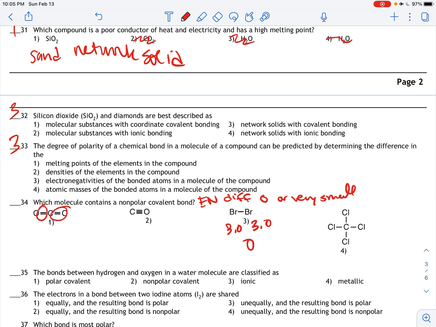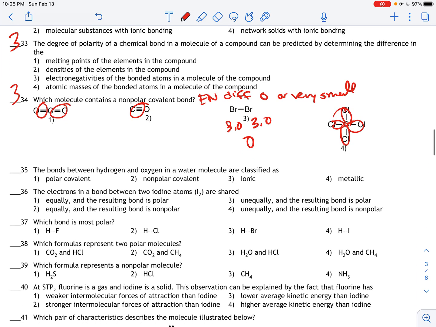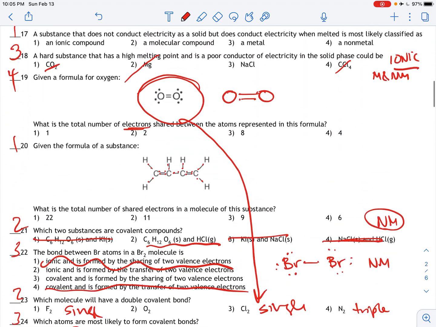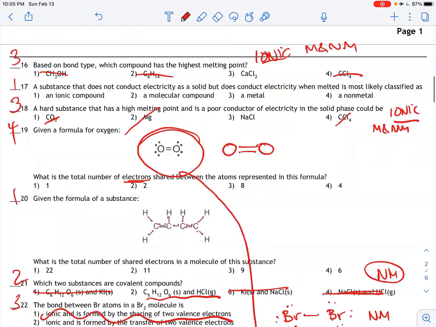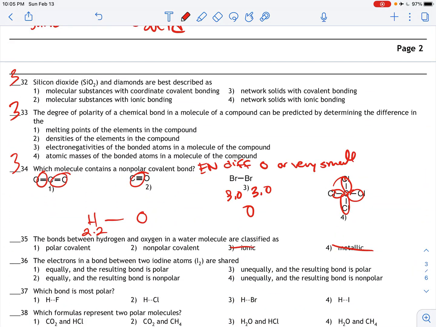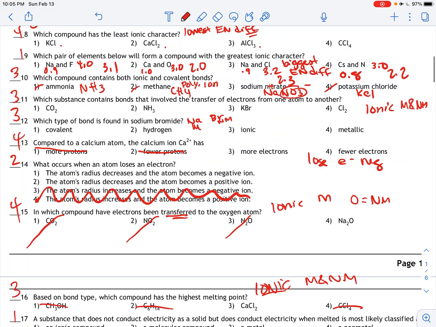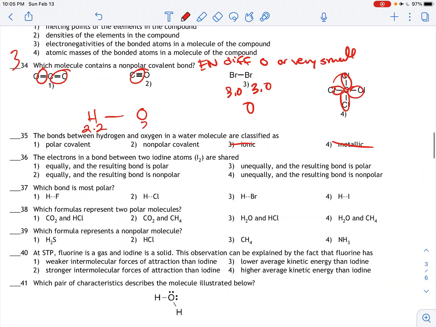All these other bonds are between 2 different atoms. So they're going to have some kind of a difference. That's going to be 0. The bonds between hydrogen and oxygen in a water molecule are classified as, well, those are 2 nonmetals. So they have to be covalent. So then we have to say, okay, what is our electronegativity difference? Hydrogen is 2.2. Oxygen is 3.5? That's not right. Oxygen, 3.0. When you subtract them, the difference is 0.8, which is in the polar region. Remember, anything 0.5 to 2 is going to be considered a polar bond.